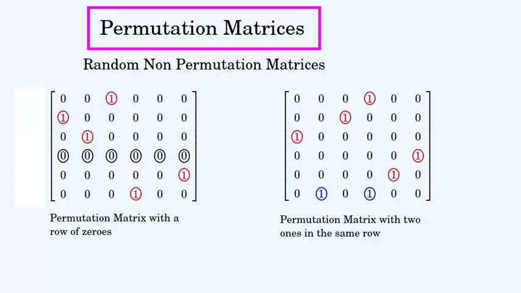And here are another two types of matrices that are only just non-permutation matrices that I'll use to test the isPermutation matrix function. One of them constructs a permutation matrix with a row of zeros. This also doubles up as producing a column of zeros, and the other one produces a permutation matrix with two ones in the same row.